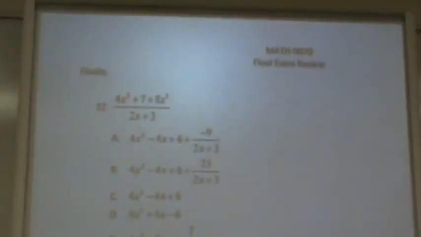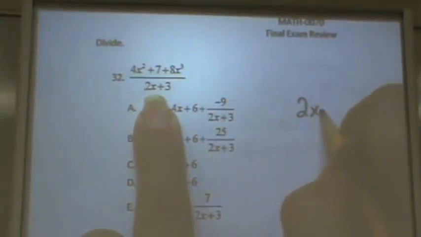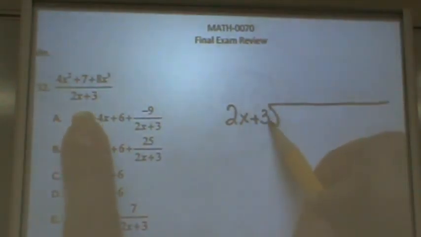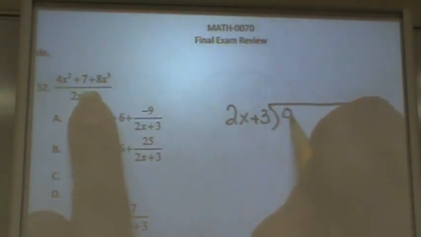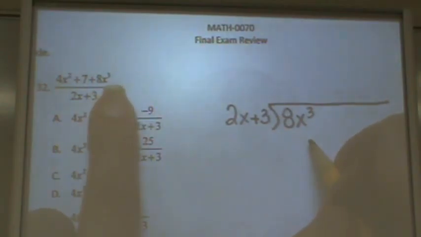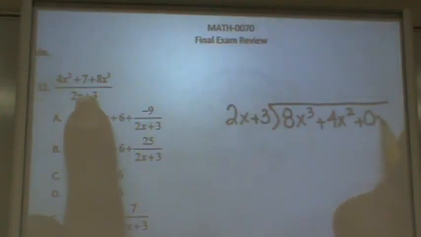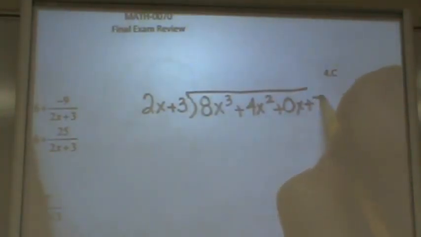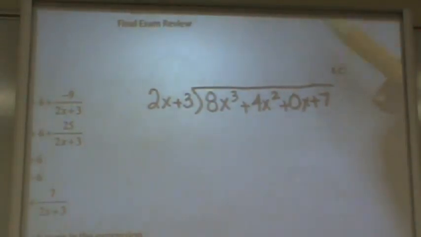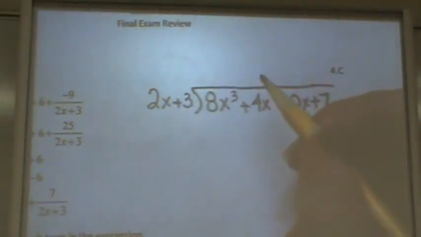Now, 32 is the same concept, but what they did here is they did not put this dividend, this is the divisor, this is the dividend. We have to organize it. So it's 8x to the third power plus 4x squared. There is no x, and then there's a 7. We want to organize it, it just helps. So it looks like there could be some remainder. If not, then it'd be C or D. So let's check this out.